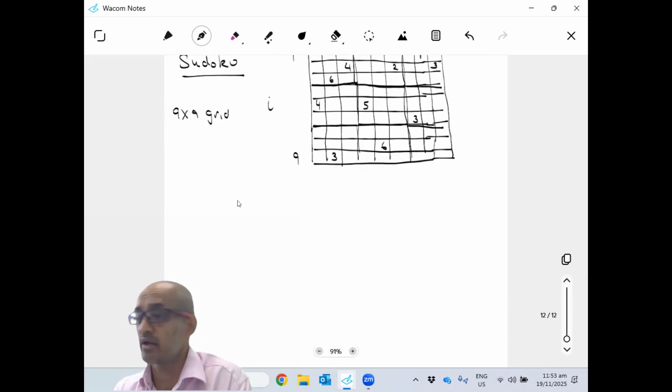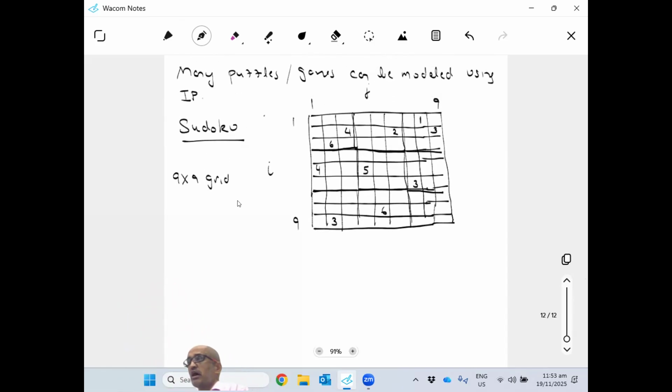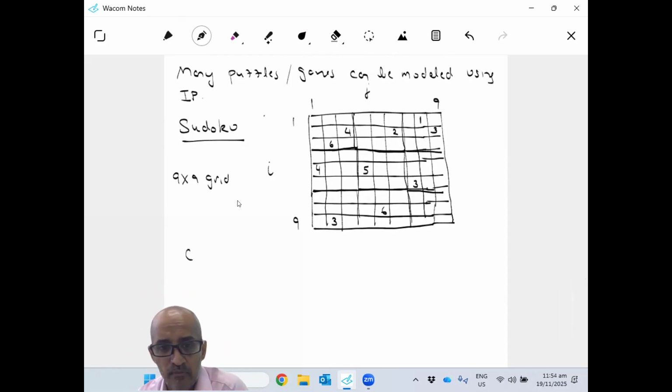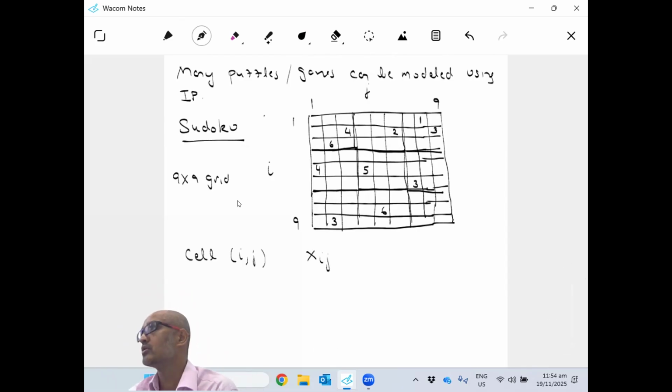So key is to define a variable. And there are different variables you can define. You can define, for example, xij. Every cell is indexed by i comma j. So cell 1, 1 is this. Cell 9 comma 1 is this. One way you can define it is you can say I will define a variable xij and I'll tell you what numbers are there in xij. It can be from number 1 up to number 9. This is one variable.